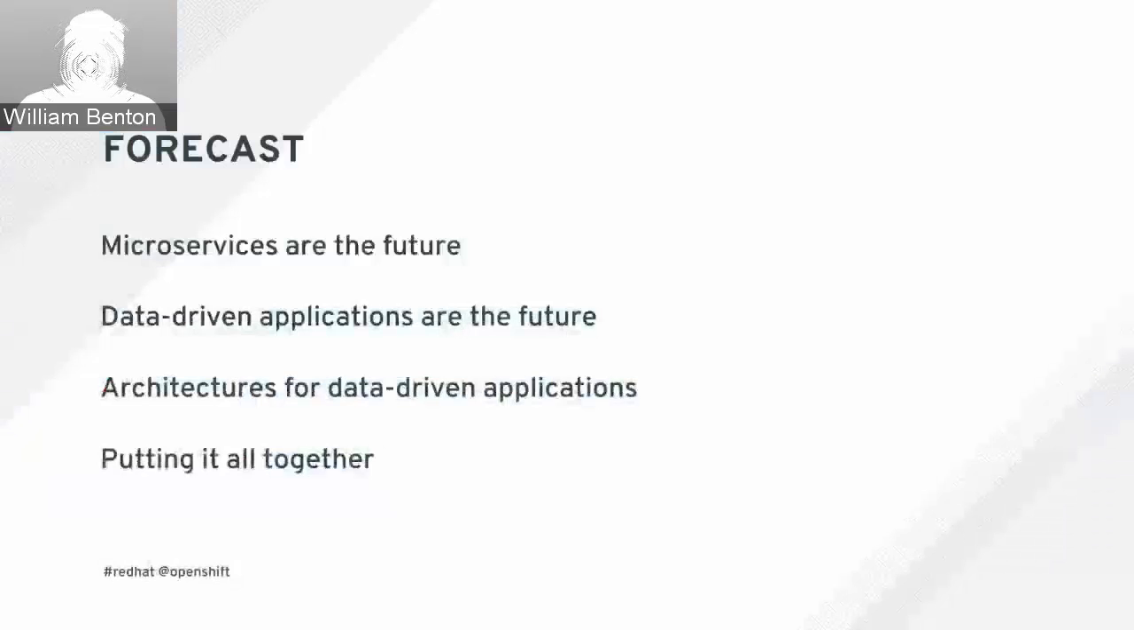So here's what we're going to talk about today. I'm going to start with some background about what the future of application development is looking like from my perspective. We'll talk about what a data-driven application has to do and a few architectural options for organizing these responsibilities. And then we'll put everything together by showing some of the tools and frameworks you can use to actually implement these architectures in OpenShift.